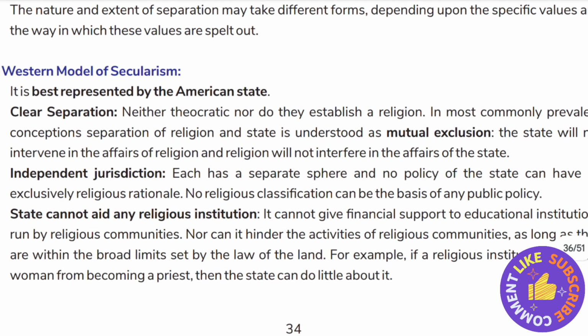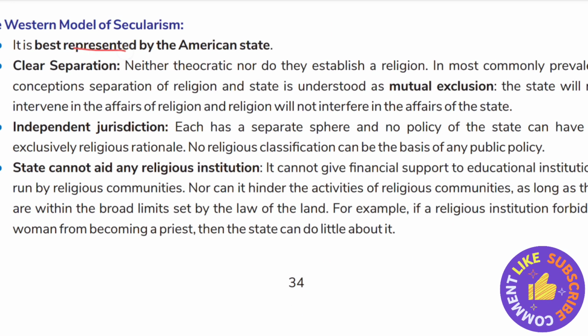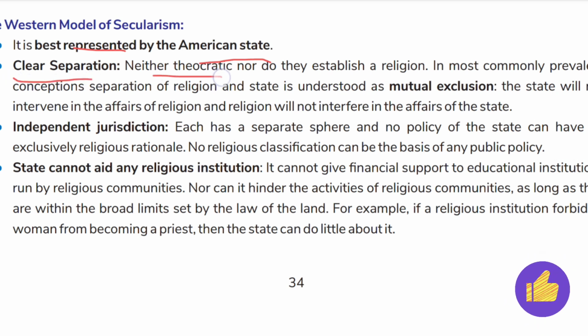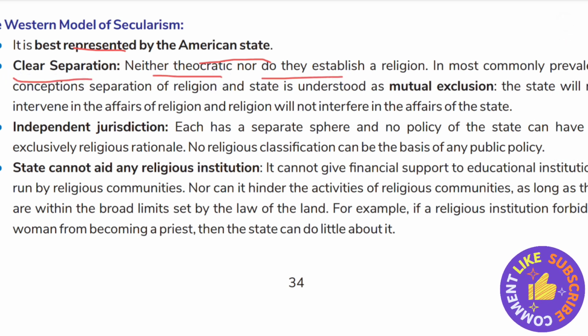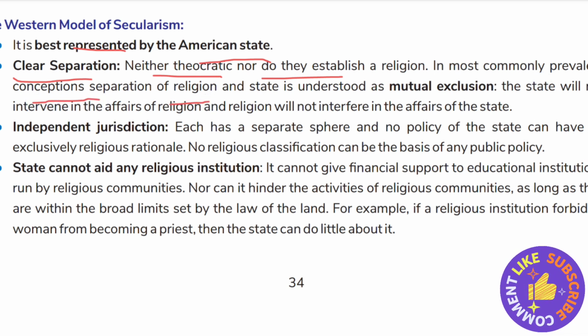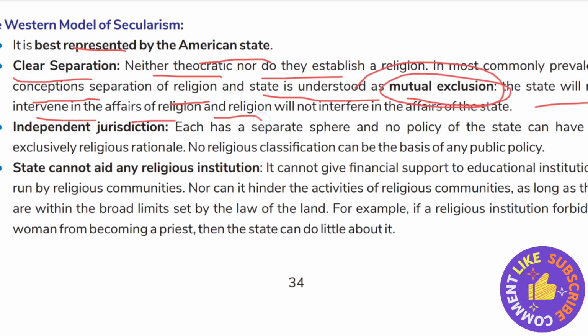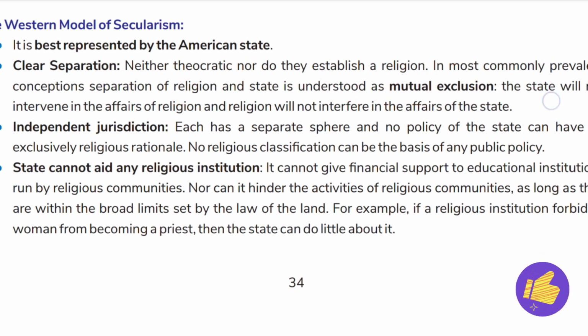So, what is the Western model of secularism? The Western model of secularism is best represented by the American state. First, there is a clear separation. They are neither theocratic nor do they establish any religion. In the most commonly prevalent conception, separation of religion and state is understood as mutual exclusion. The state will not intervene in the affairs of religion, and religion will not interfere in the affairs of the state.